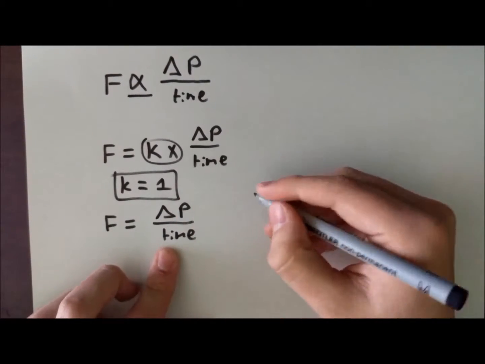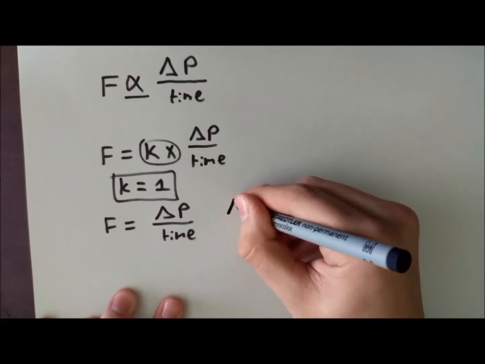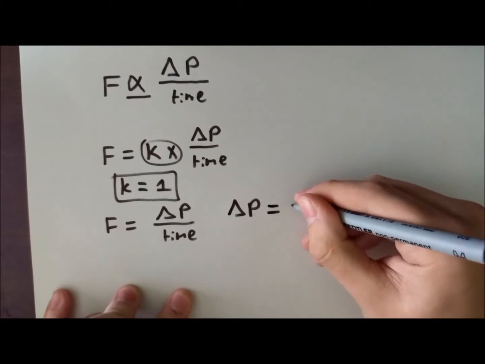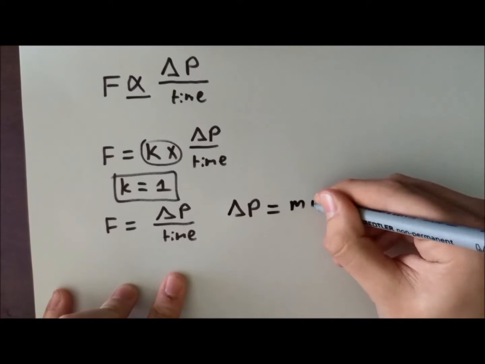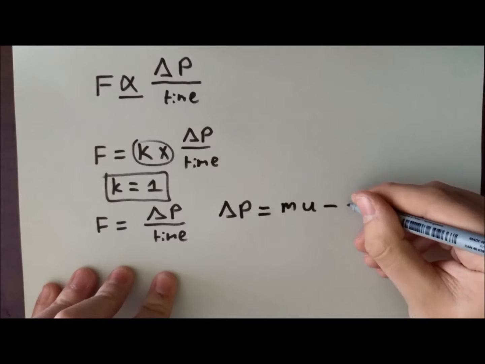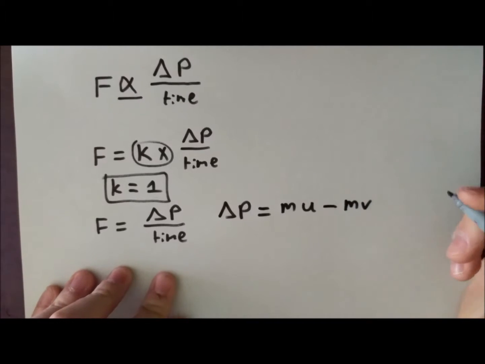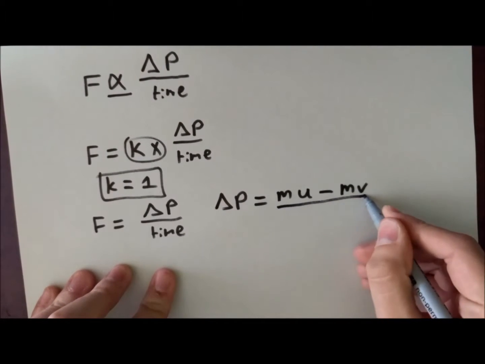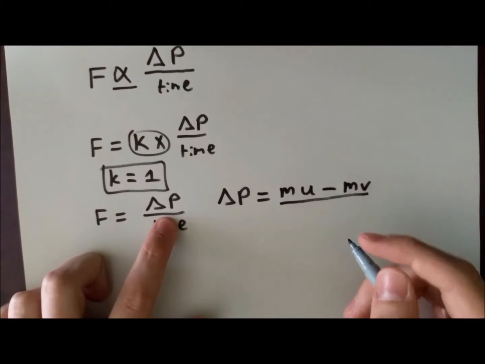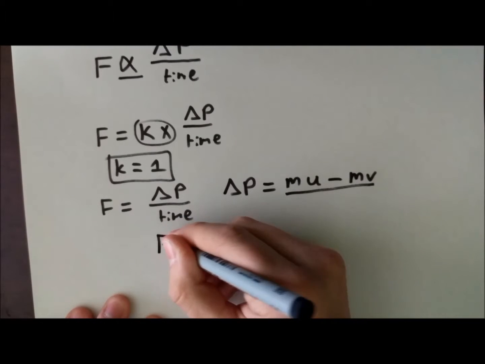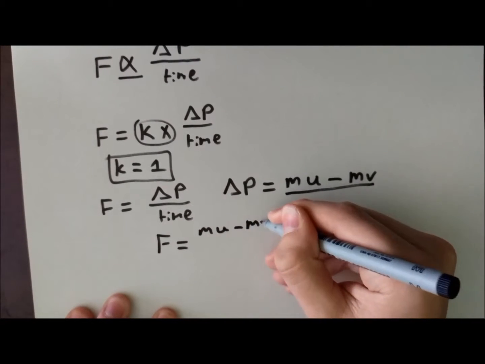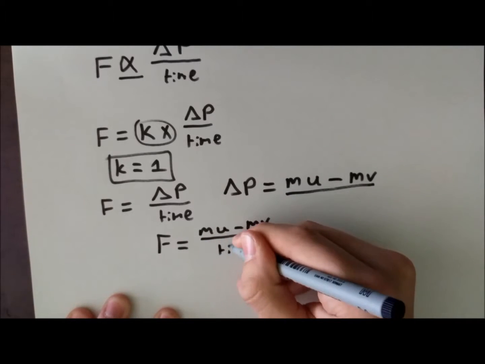Now, how do we get change in momentum? Well, the change in momentum of an object is equal to its final momentum, which we will call mv, minus its initial momentum, let's call it mu. Now, once we have this, we can enter it into this formula here. So F will be equal to mv minus mu divided by time.